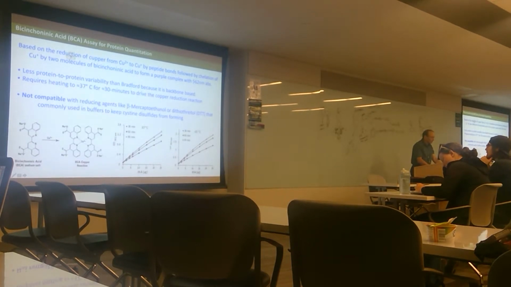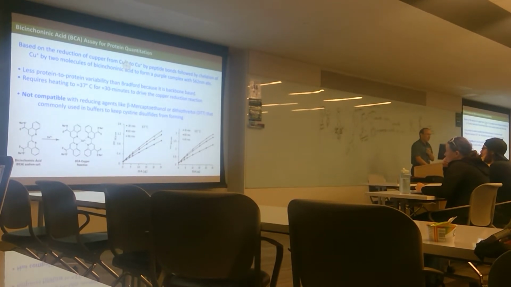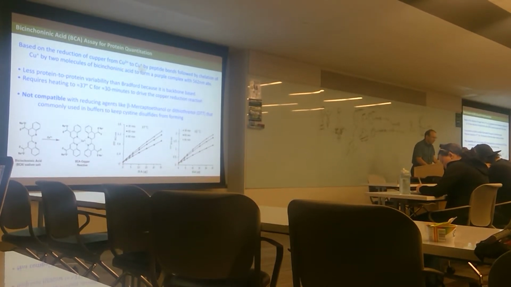Basically, what this one does is reduce copper 2+ to copper 1+ with a peptide bond. So copper can bind to the peptide bond and interact with it. If you heat that solution up a little bit, you reduce copper 2+ to copper 1+, and it changes color in the process. It goes from being a green copper complex to being a purple complex when it's been done in the presence of BCA.